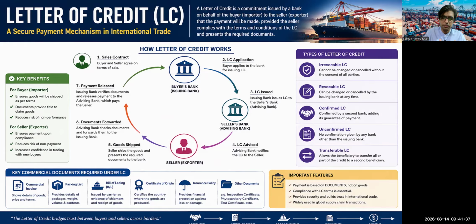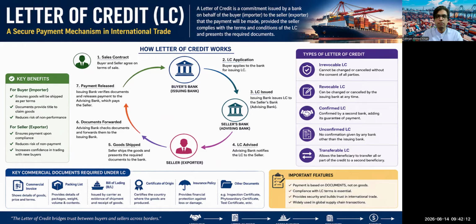This is one of the most important sides of LCs, and there are different types of LC. Irrevocable LC cannot be changed or cancelled without the consent of the parties, and normally this is adopted by all parties. Revocable LC can be changed or cancelled by the issuing bank at any time. Confirmed LC is confirmed by a second bank, adding a guarantee of the payment. Unconfirmed LC has no confirmation given by any bank other than the issuing bank. Transferable LCs allow the beneficiary to transfer all or part of the credit to a second beneficiary.